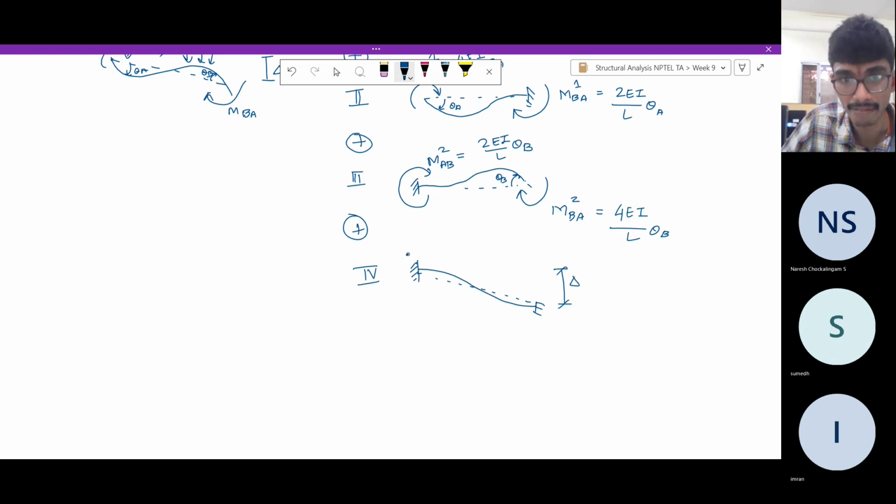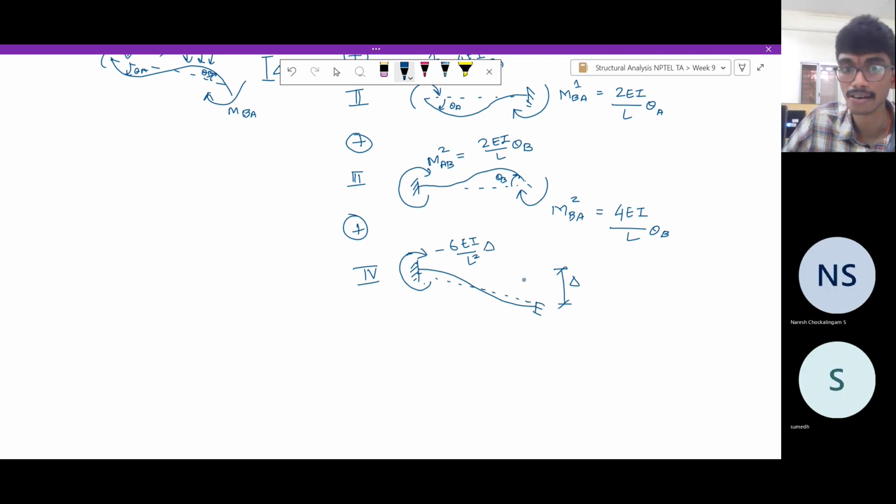So here you can easily see the moment will be in this direction. It is anti-clockwise, so the actual moment will be like this. It will be a hogging moment, and on this side it will be a sagging moment. But we should be consistent with the clockwise sign convention. So here you have a moment of minus 6 EI by L square delta. We have also seen this term in Clapeyron's theorem of three moments.